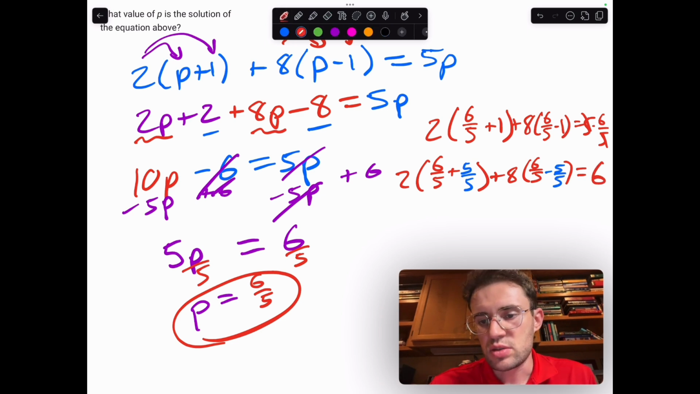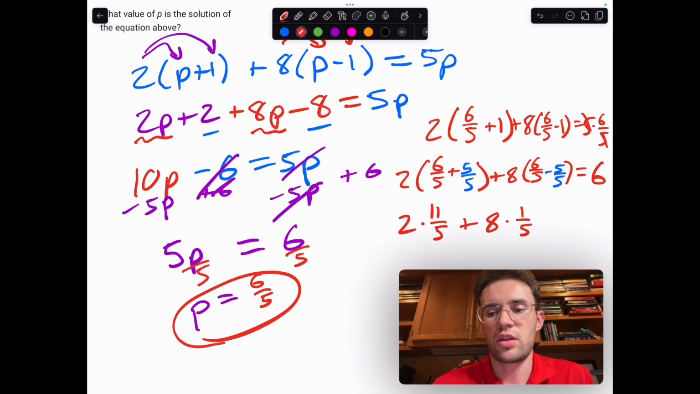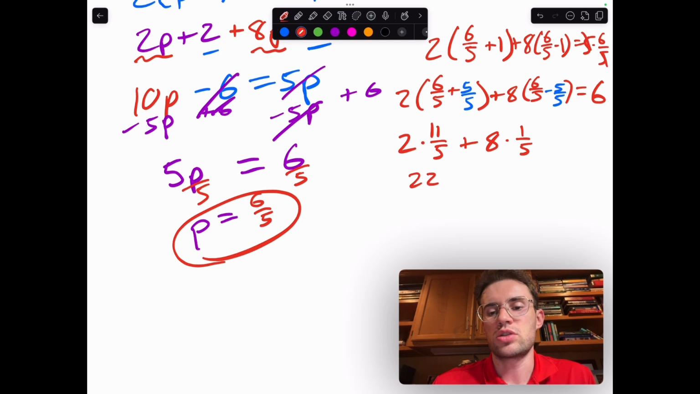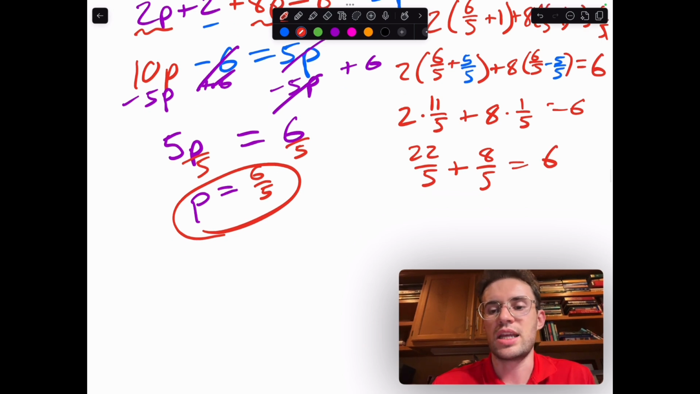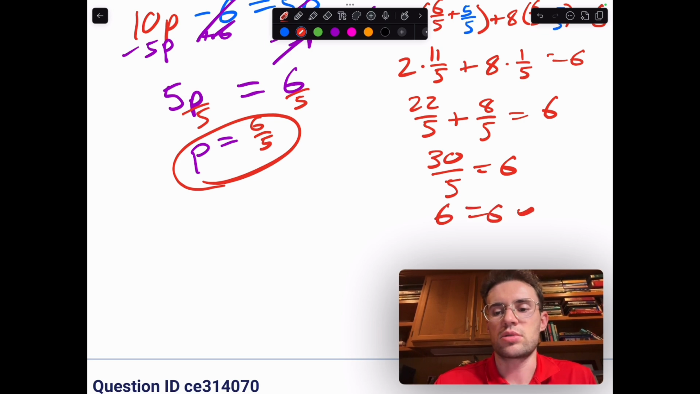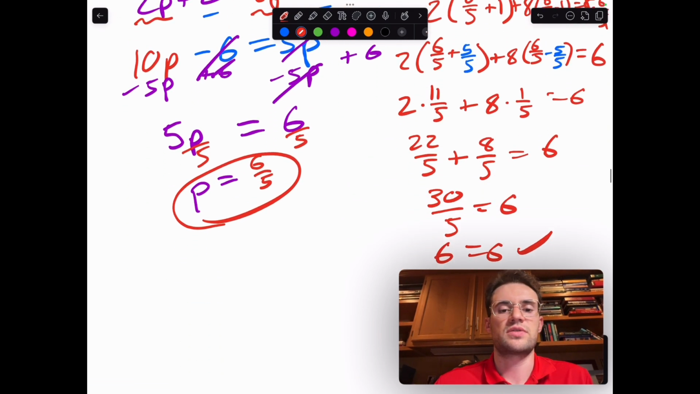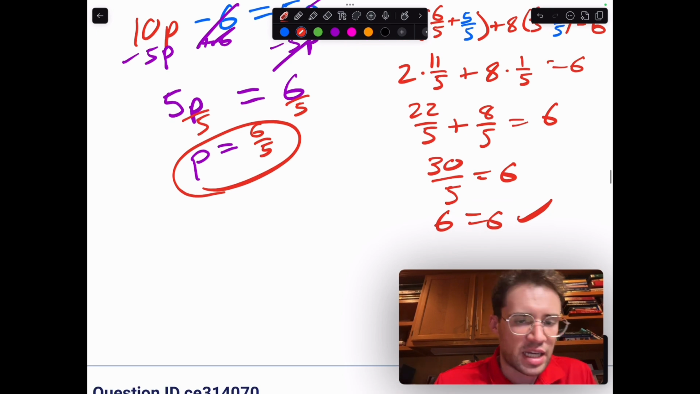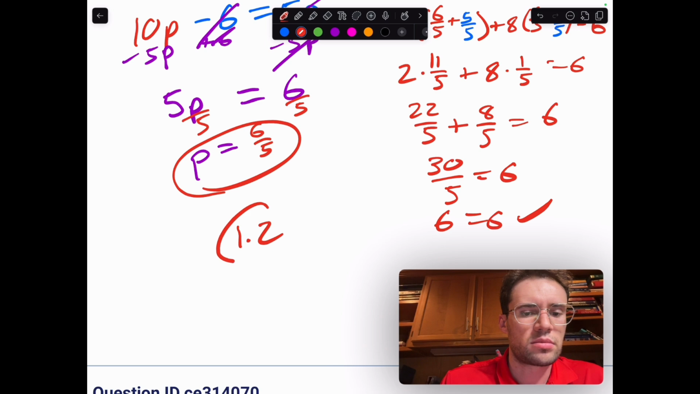6 fifths plus 5 fifths would give you 11 fifths. So 2 times 11 fifths plus 8, let's see, 6 fifths minus 5 fifths would be 1 fifth. 8 times 1 fifth. 2 times 11 is 22, so we have 22 fifths plus 8 fifths should be equal to 6. 22 plus 8 is 30, so 30 divided by 5 equals 6. Well, that's true. 6 is equal to 6, so that checks out. All right, so 6 fifths would be our answer. If you wanted to write it as a decimal, that would be 1 and 1/5, so 1.2. That would also be an acceptable answer.